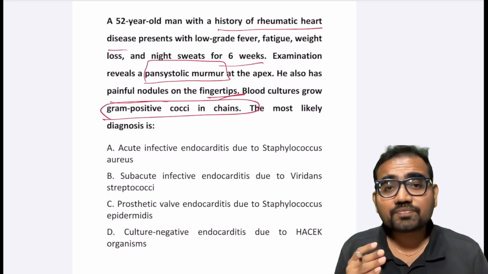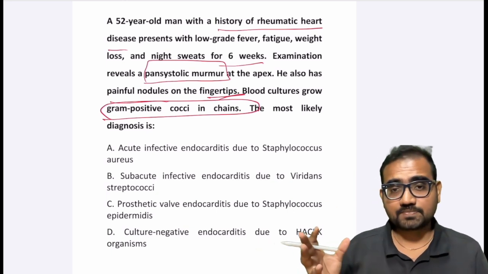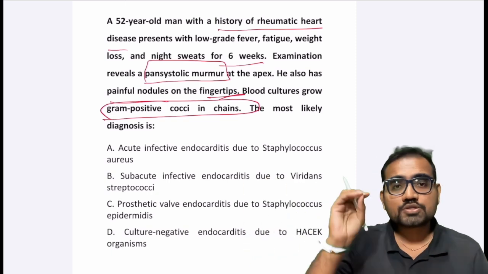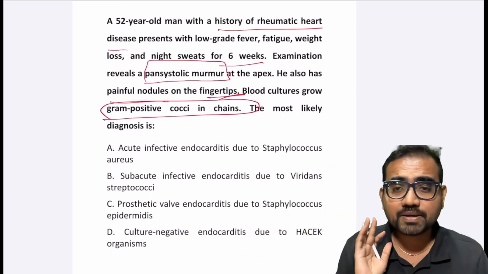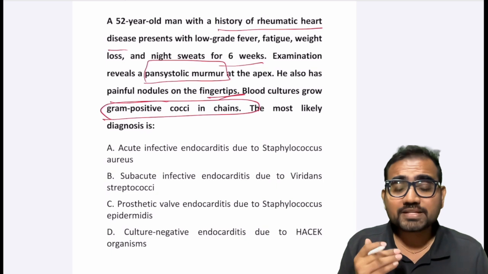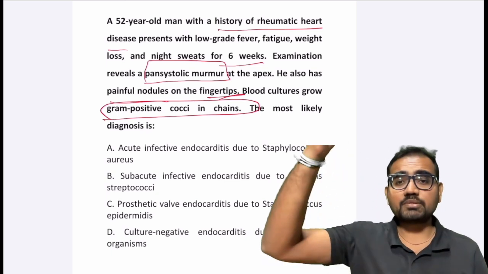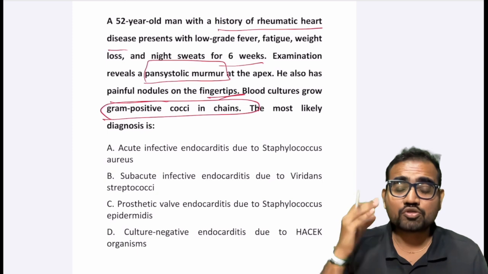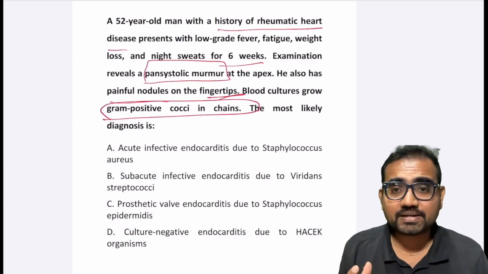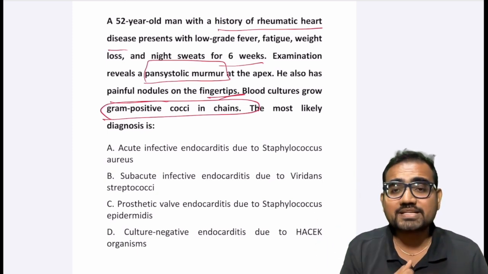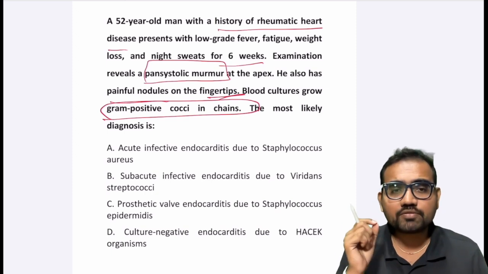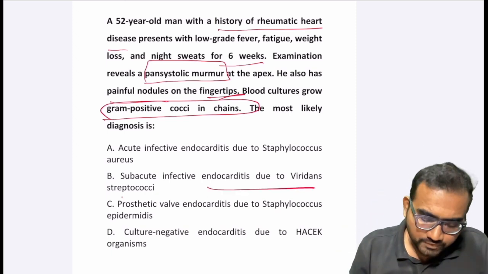The low grade fever for 6 weeks means it is not acute, it is subacute, since weeks to months is subacute. Another feature favors my diagnosis. Next is the pansystolic murmur. Systolic murmur suggests tricuspid regurgitation, while pansystolic murmur is mitral regurgitation. In rheumatic heart disease you see mitral regurgitation, which is a classic feature of the viridans group of streptococci, that is subacute infective endocarditis due to viridans streptococci.